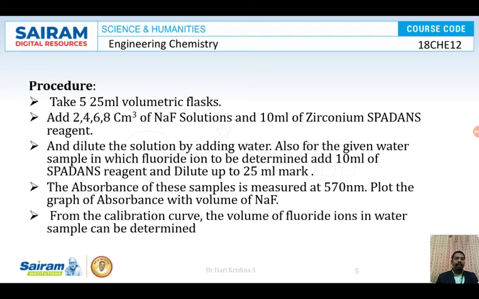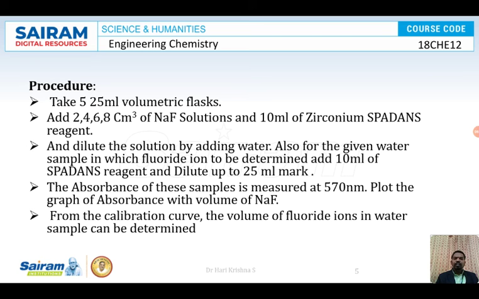We are going to take 25 ml volumetric flasks. To each of them, we are going to add 2, 4, 6, 8 cm cube of sodium fluoride solution and 10 ml of zirconium SPADNS reagent solution, and dilute up to the 25 ml mark, as you do in your colorimetric estimation of copper. Almost everyone has done the colorimetric estimation of copper in your laboratory, and we have discussed the same in your theory class also, isn't it?